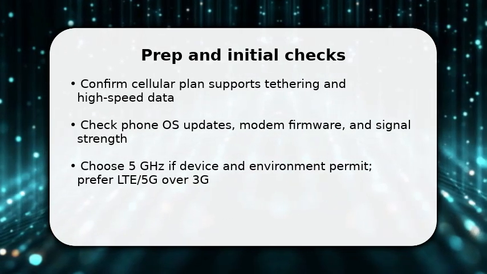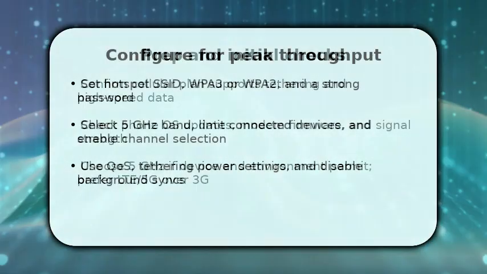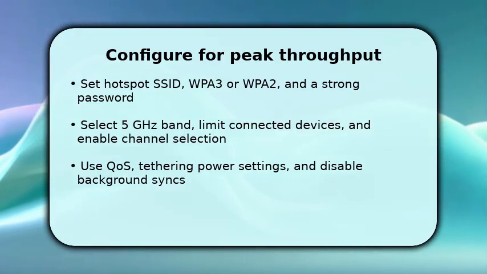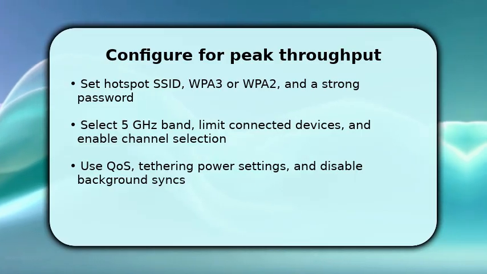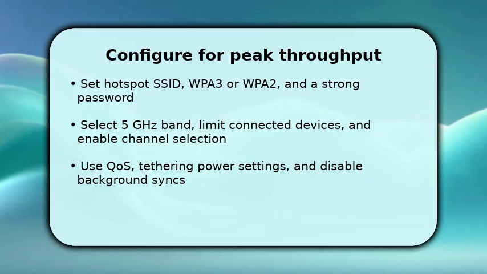You now optimize settings for maximum speed. Name your hotspot and enable WPA3 or WPA2 security with a strong password to prevent freeloaders. Next, force the 5 GHz band and pick the least congested channel. If your phone lacks manual channel control, reposition for a clearer channel.